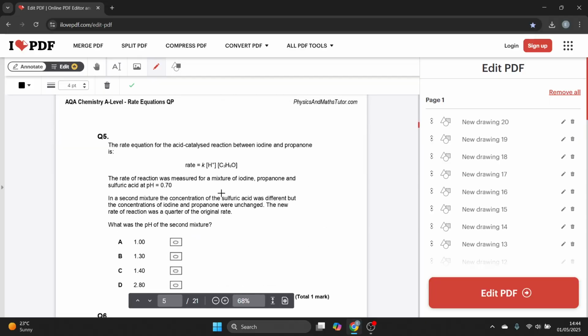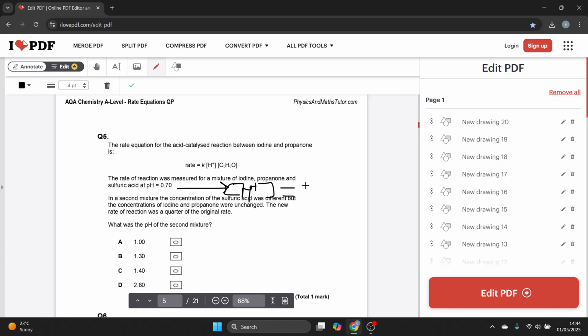Question 5. What was the pH of the second mixture? The rate equation for the acid catalyzed reaction between iodine and propanone. Rate of reaction was measured for a mixture of iodine, propanone, and sulfuric acid at this pH. So immediately I can find out the concentration of H plus ions.